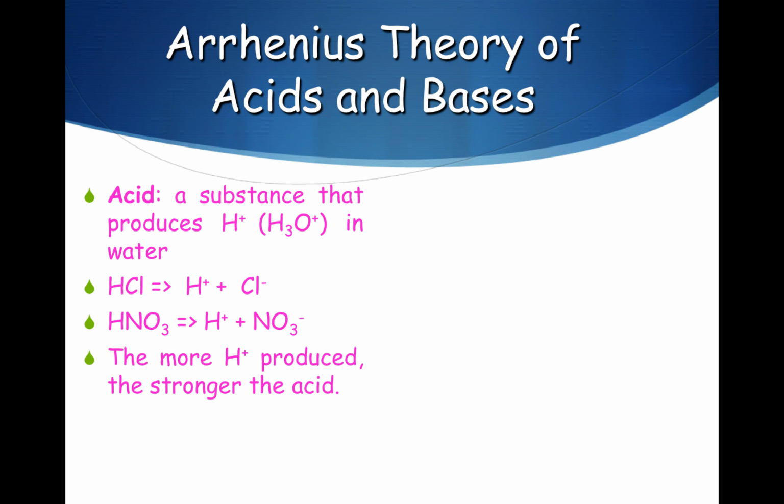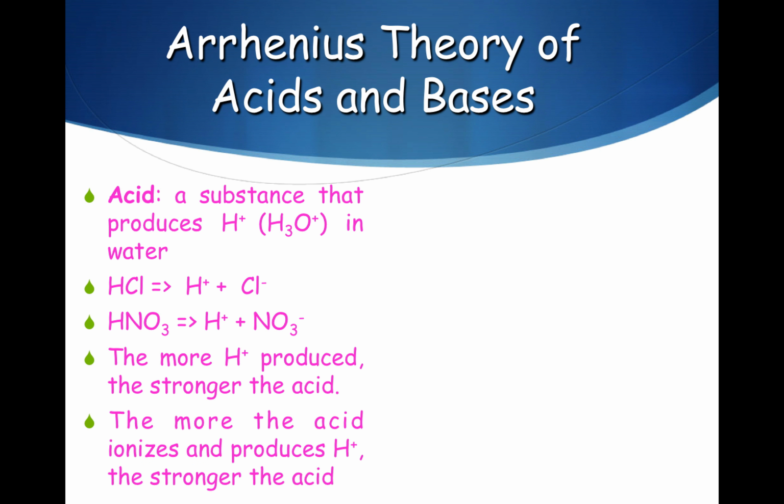We have already considered what determines the degree to which hydrogen ion is produced. The more the acid ionizes and produces hydrogen ion, the stronger the acid. The more the acid ionizes, the more the reaction lies to the right, the greater the equilibrium constant, and the stronger the acid.